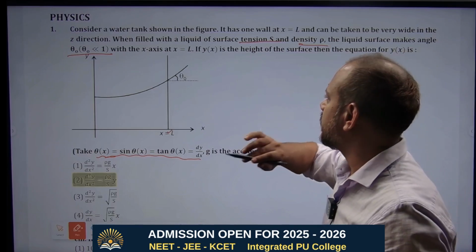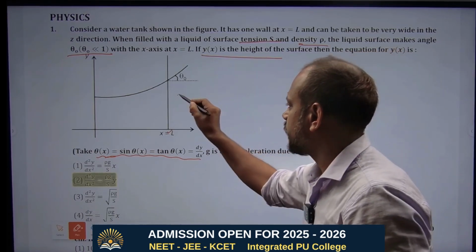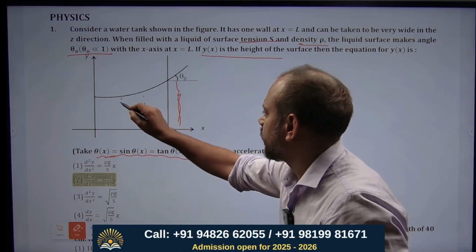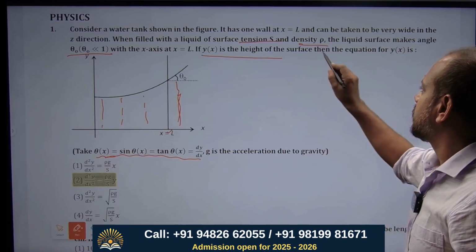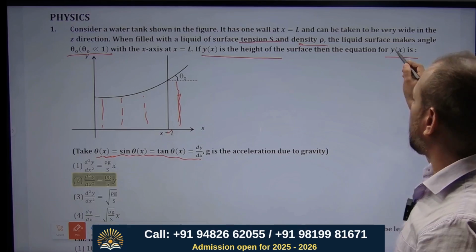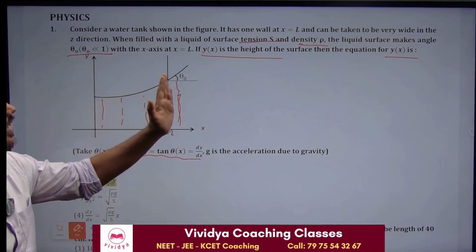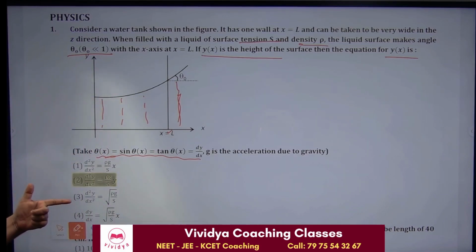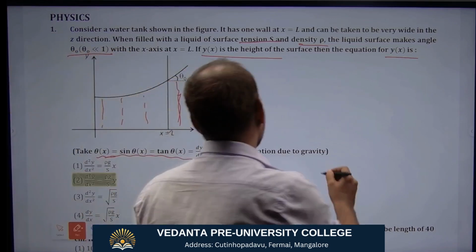What is asked here is, if y(x) is the height of the surface everywhere as a function of x, how will it come? So y(x), the height of the surface, means y as a function of x. At different values of x there will be different values of y. That is what we have to find a relation for. As you can see in the options, we don't have to solve this, we just have to generate a differential equation for this. Now what is not to be applied?